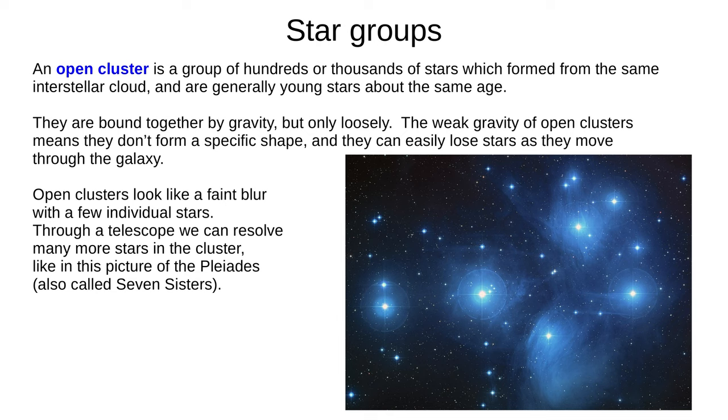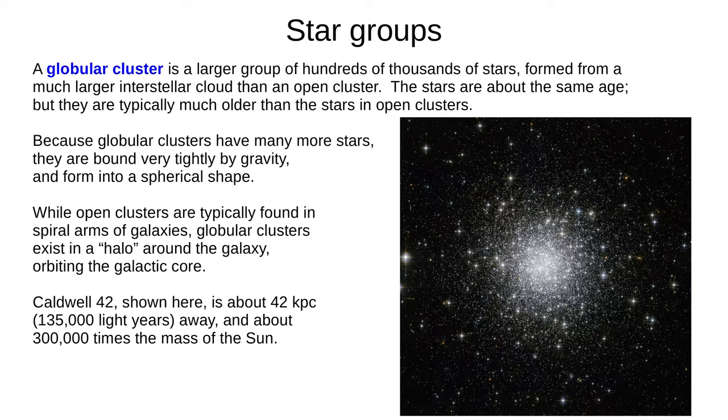A telescope can reveal many more individual stars, like in this photo of the Pleiades, or Seven Sisters. Through the telescope we can see a lot more than seven. Open clusters have hundreds or thousands of stars. Globular clusters have hundreds of thousands of stars.